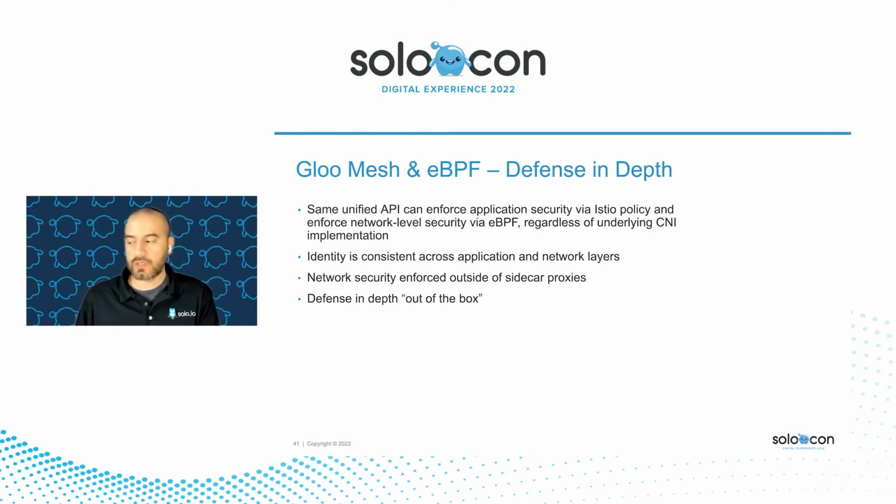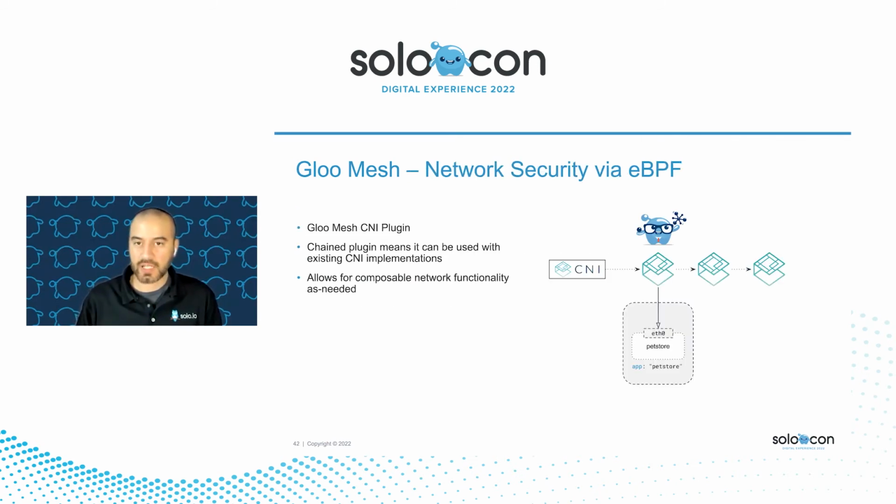With Gloo Mesh, and this is something else that we think eBPF can help us with, we want to be able to provide defense in depth out of the box. So we want to use our already unified API, the access policy, to help with network level security using eBPF. And we want to do that regardless of the underlying CNI that you're using. That will give you a consistent identity from the mesh to the network level. We can do that without relying on proxies, because at the network level we can do it with eBPF. What that would look like is a Gloo Mesh CNI plugin.